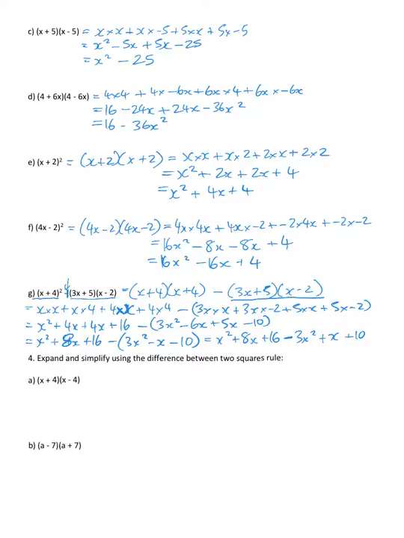Now we can collect all the like terms. If I've got x squared and take 3x squareds, I'm going to have negative 2x squareds. If I've got 8x plus an x, I'm going to have 9x's. And if I've got 16 plus 10, I'm going to have positive 26.